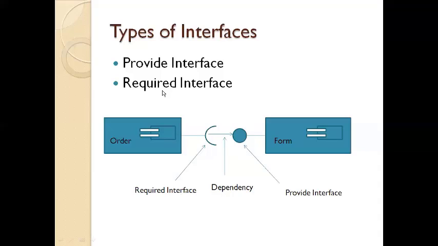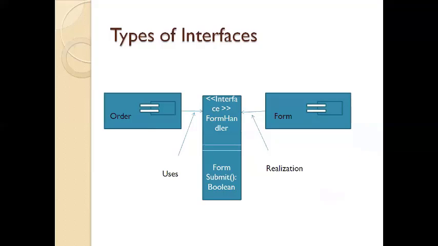Now the required interface is used by one component when it requests to get a service from another component. So this order component requests service from this other component, the form component. This one is providing the service and this one is requesting the service. So there is a dependency of this object on this object. So we have a provided interface and a required interface, and it is shown in this diagram with the interface and component.